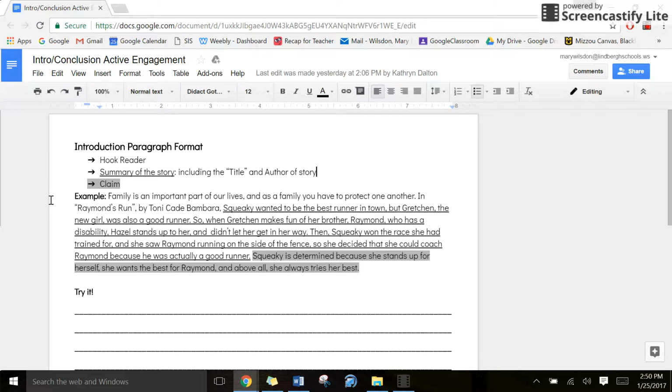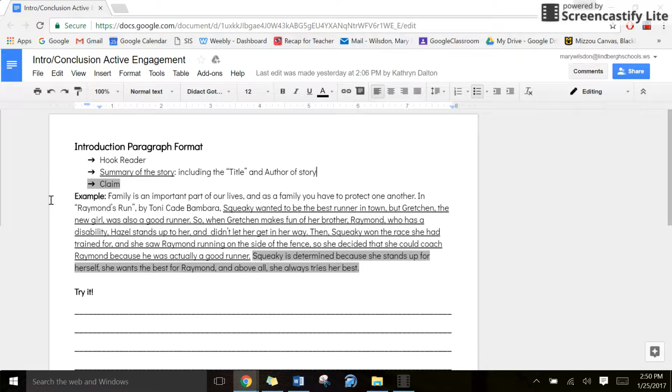An example is right underneath it, and it says, family is an important part of our lives, and as a family, you have to protect one another. In there, I'm like, yeah, I'd agree with that. I definitely think that it ties into where this author is going with it, but it's also kind of interesting. It's one of those things you've got to think about for a minute. Yeah, there are people in my family that I really care about that are an important part of my life.